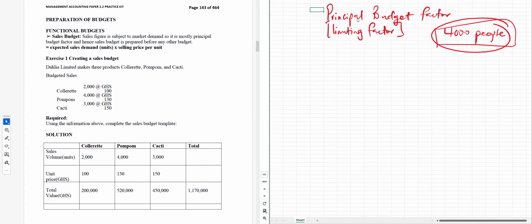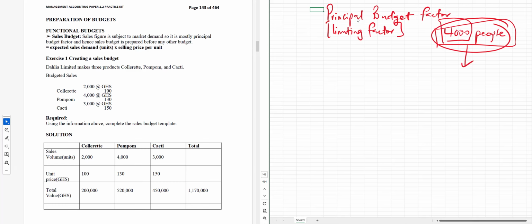Yes, sir. So I'm saying that, look, if right now I want to produce some units and I know that 4,000 people can buy my books, then I can use the 4,000 as a budget and work my way down to know how much I must produce, how much raw materials I must buy.